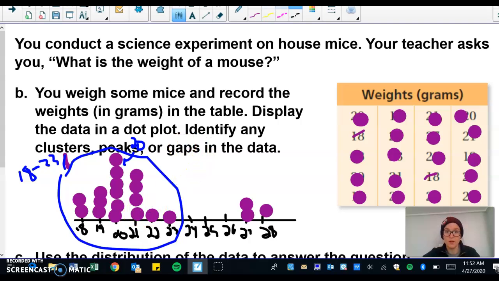And then the gap, you can see I end my cluster at 23, and then from 23 to 27, 24, 25, and 26 do not have any dots or any tallies on them, data points. So that is your gap in the data, because then it just skips to 27. So let me label that your gap. This is your peak, because it's the highest tally of dots. And then 18 through 23 is called your cluster.